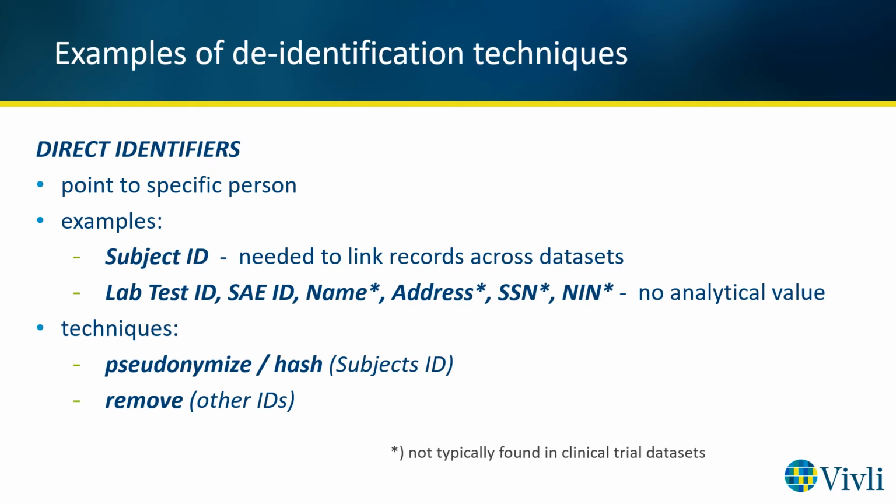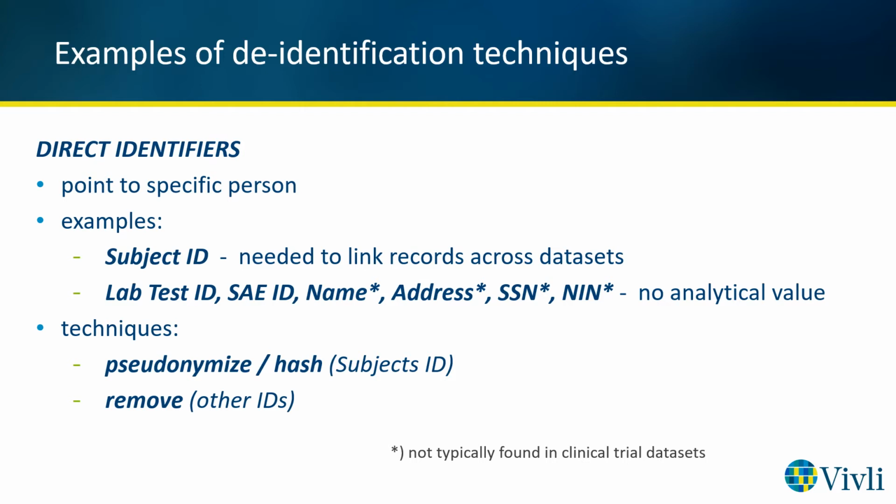Let's look at some examples of de-identification techniques. Information in the data can be categorized into several groups based on how they can help link data records to a physical person. The first group is the direct identifiers. These are variables which uniquely describe a specific person. Subject ID is required to link records within and across datasets, so subject ID can be replaced with a pseudonym or a hash, and this will preserve the ability to link the information between datasets.